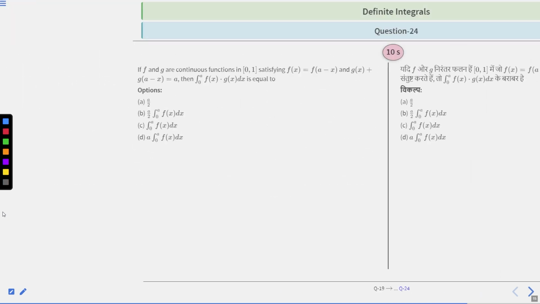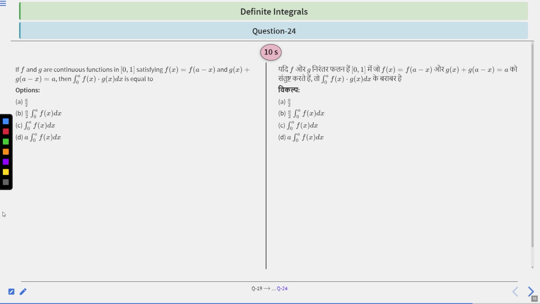Let's move to the next question. If f and g are continuous functions in 0 to 1, satisfying f of x is equal to f of a minus x, and g of x plus g of a minus x is equal to a, then integration of 0 to a of f(x) into g(x) is equal to. The hint of this question is that you are given f of x and f of a minus x, and you are given g of x and g of a minus x, and you have to find the integration.